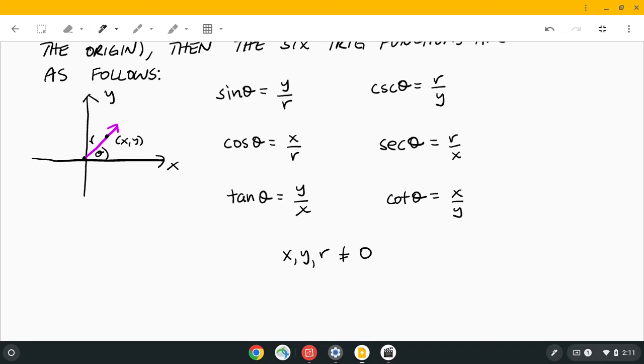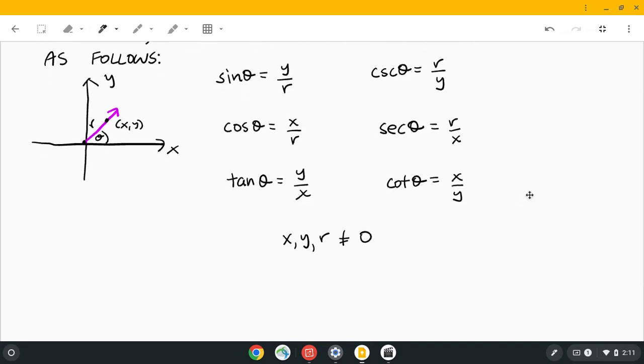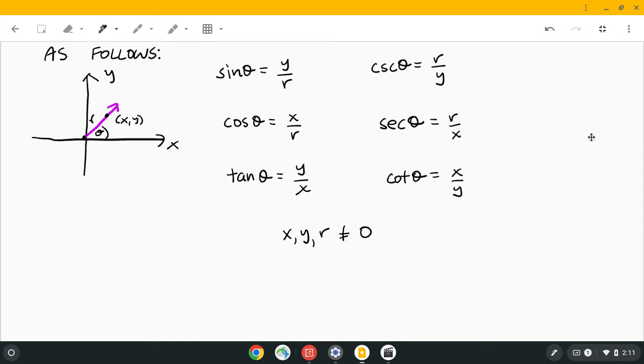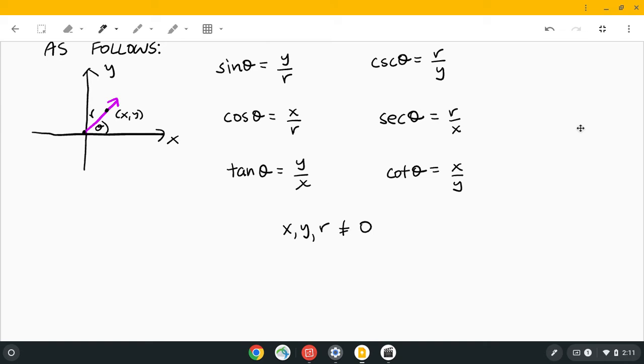Okay, and then we also know from the previous section that r, which is this distance between these 2 points, right? So r is just the distance formula. So let me write that down here. And r is equal to the distance formula, which is the square root of x minus 0 squared plus y minus 0 squared. And that's just going to give us the square root of x squared plus y squared. Okay?